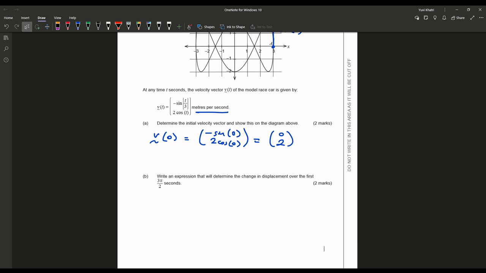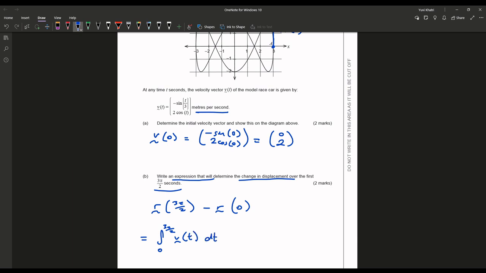Now part B says, write an expression that would determine the change in displacement over the first 3 pi over 2 seconds. So that's going to be the position at 3 pi over 2, take away the position at t equals 0. And because it's change in displacement, we can just do the integral from 0 to 3 pi over 2 of the velocity vector with respect to time. And remember, there's no absolute values because it's just a change in displacement. And this is our final answer because it just wants an expression.